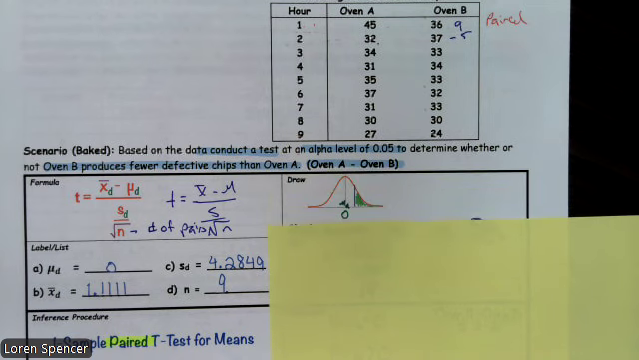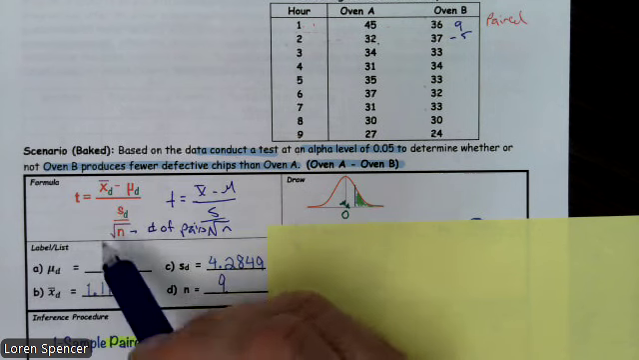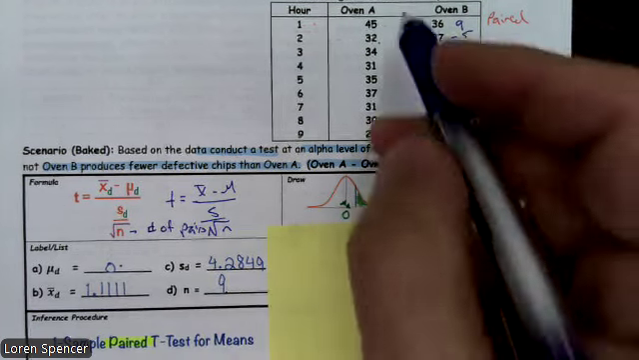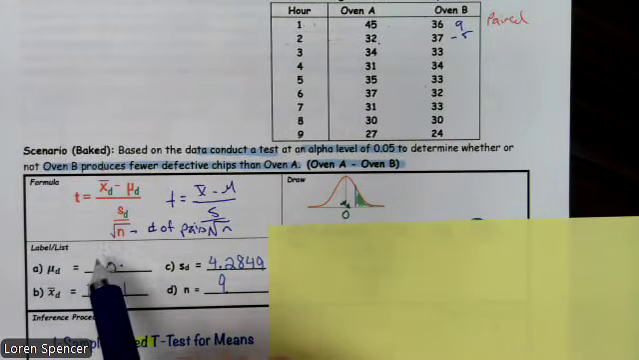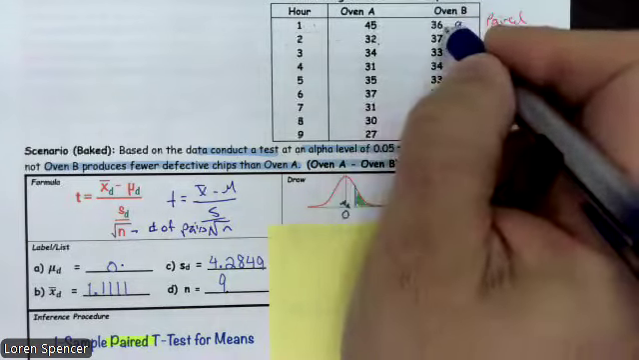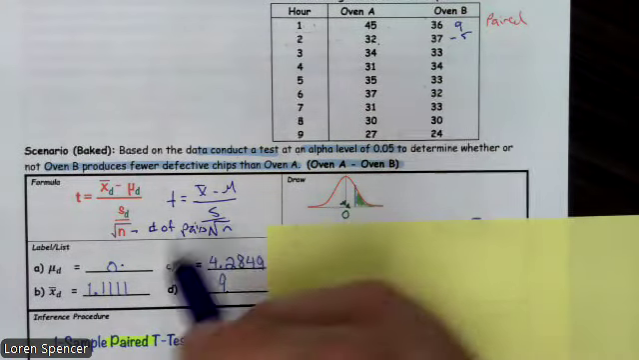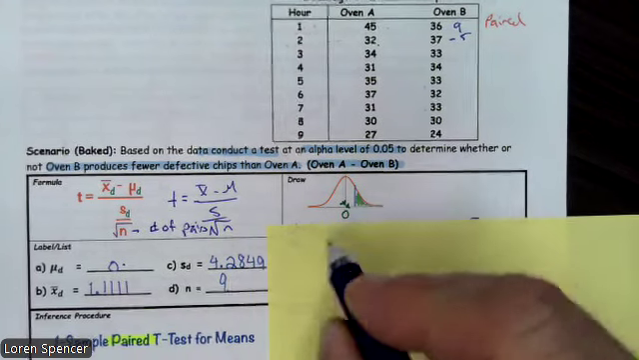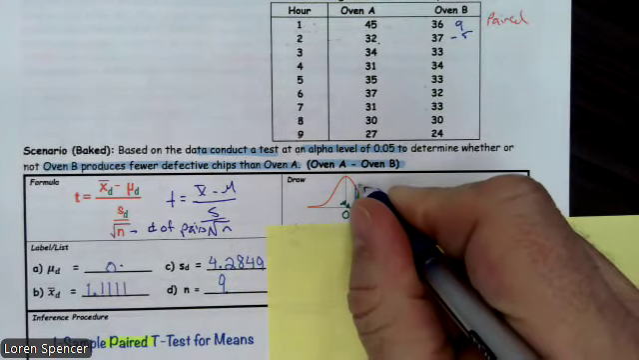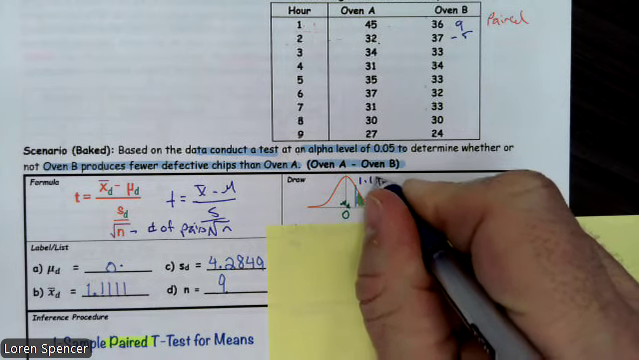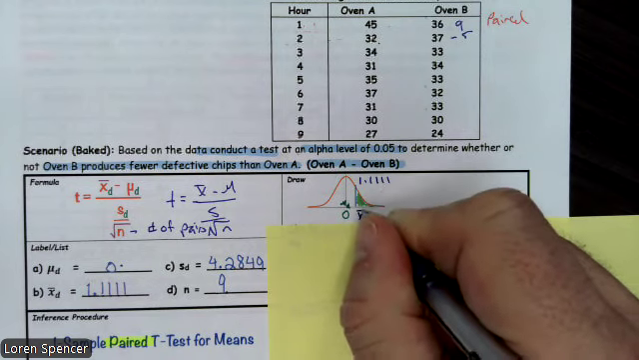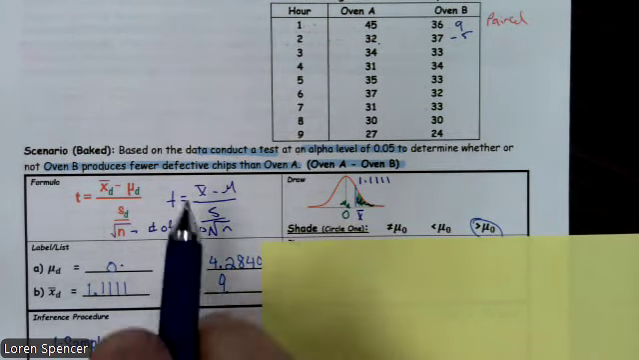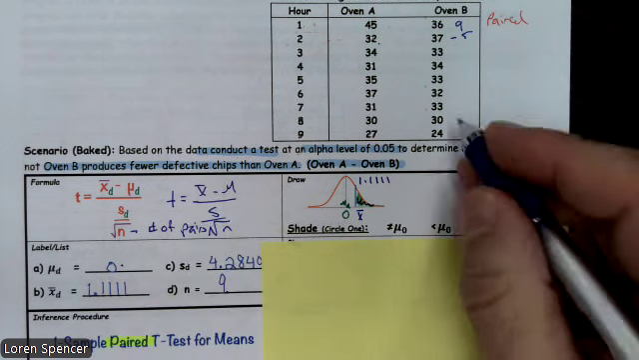And I also should make a note that when we're working with paired, we're assuming that there is no difference, that oven A and oven B are equal. That's the assumption. And if there's no difference, then it's like, oh, well, 45 minus 45 is 0. 32 minus 32 is 0. So we'd expect it to be 0. That's the claim. It turns out we ended up with an x bar of 1.111, and that's our x bar. And so we're shading up and to the right. And they want to see if oven B has fewer.